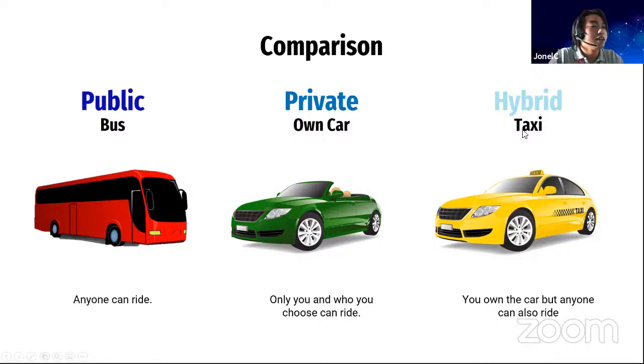And then yung hybrid. Sa hybrid naman, itong example natin sa taxi, for example is dito is ikaw yung may-ari ng taxi. You own the taxi, but in other times, it's also available sa lahat. Anyone can also ride. So in a way, available siya sa'yo, pero available din siya sa marami, sa public. Okay? So that's a hybrid. And kung mapansin nyo, ginawa ko siyang yellow, kasi it's a combination of the public and the private, of the red and the green cars. So quick trivia lang.